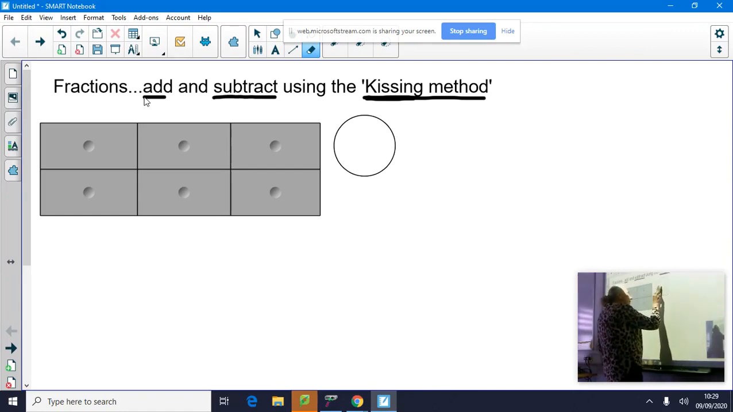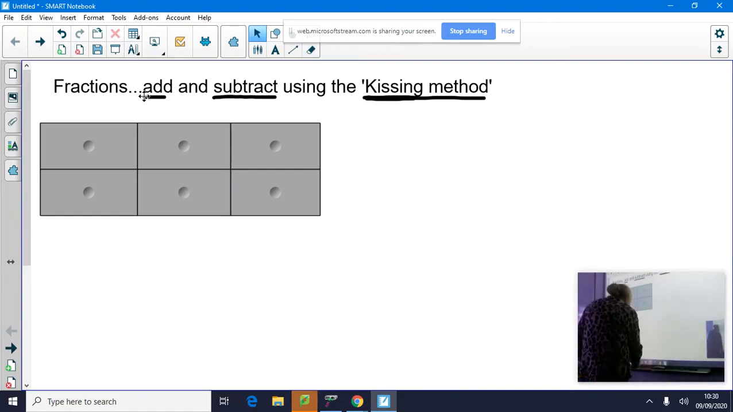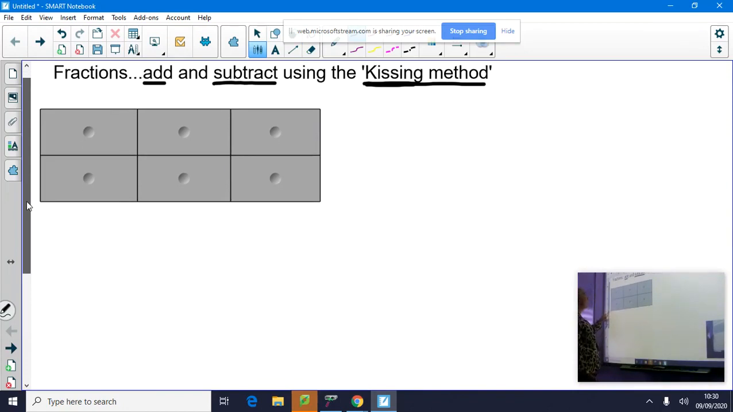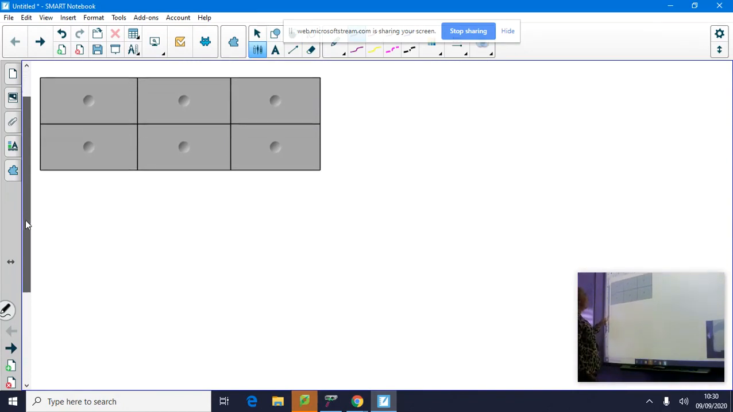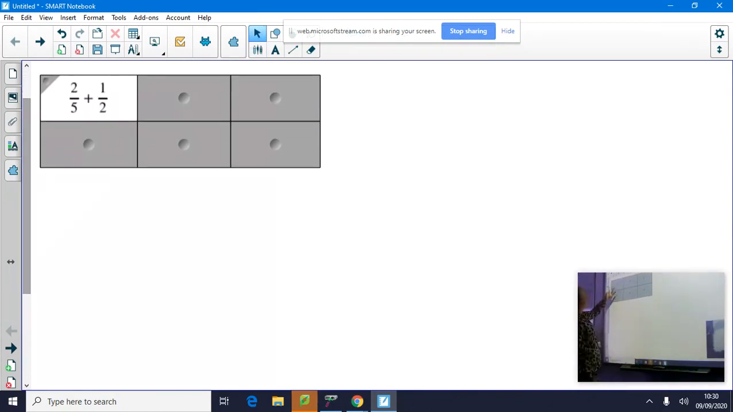However, what if they are different denominators? So let's have a look at one here. So we've got 2/5 plus a half. 2/5 plus a half. Okay, here we go, step by step. Make a box. Let me write that out for you first. 2/5 so you can see it, and a half.